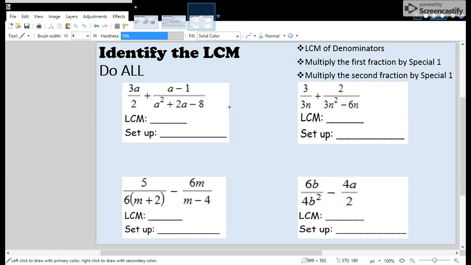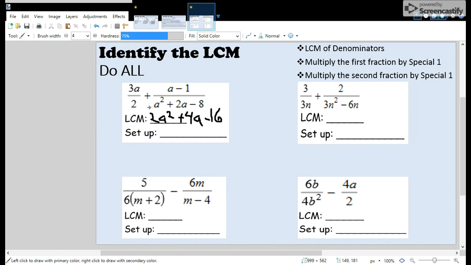So let's try these examples right here. First we're going to find the LCM. Neither of these have anything in common, so we're just going to multiply them together. So 2 times a squared is 2a squared. 2 times 2a is 4a. And then 2 times negative 8 is negative 16.